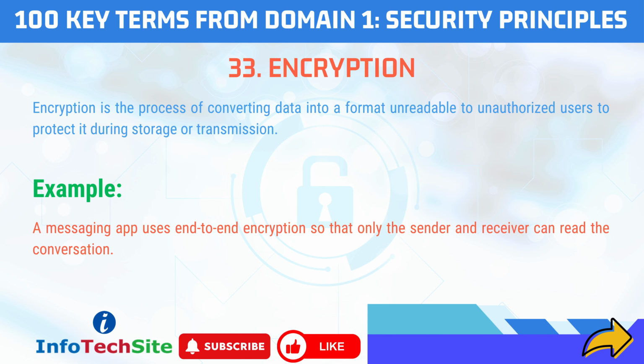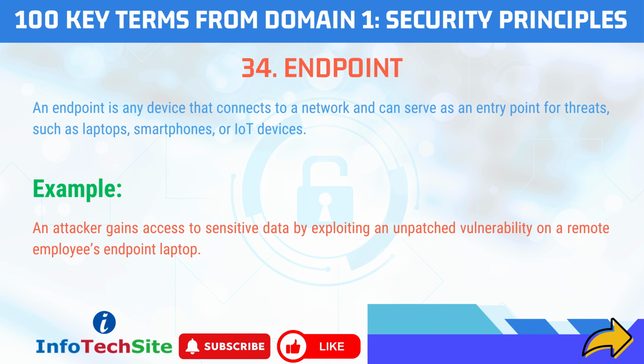33. Encryption. Encryption is the process of converting data into a format unreadable to unauthorized users to protect it during storage or transmission. For example, a messaging app uses end-to-end encryption so that only the sender and receiver can read the conversation. 34. Endpoint. An endpoint is any device that connects to a network and can serve as an entry point for threats, such as laptops, smartphones, or IoT devices. Here is an example. An attacker gains access to sensitive data by exploiting an unpatched vulnerability on a remote employee's endpoint laptop.